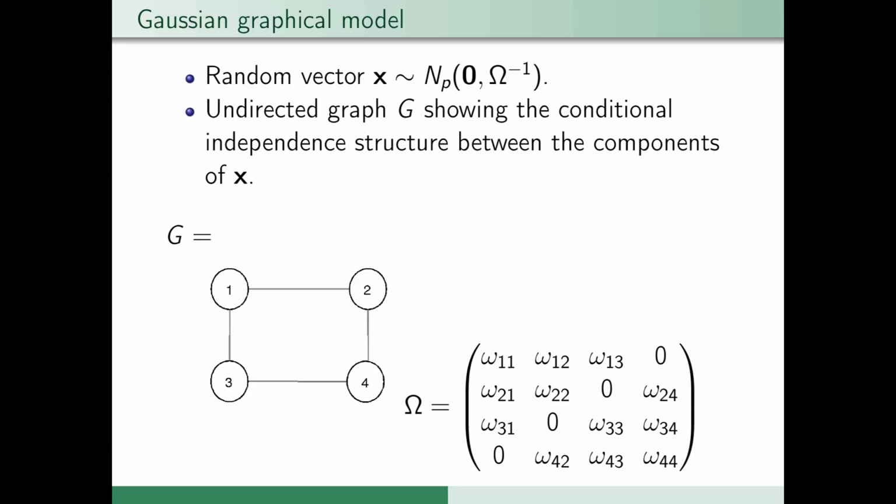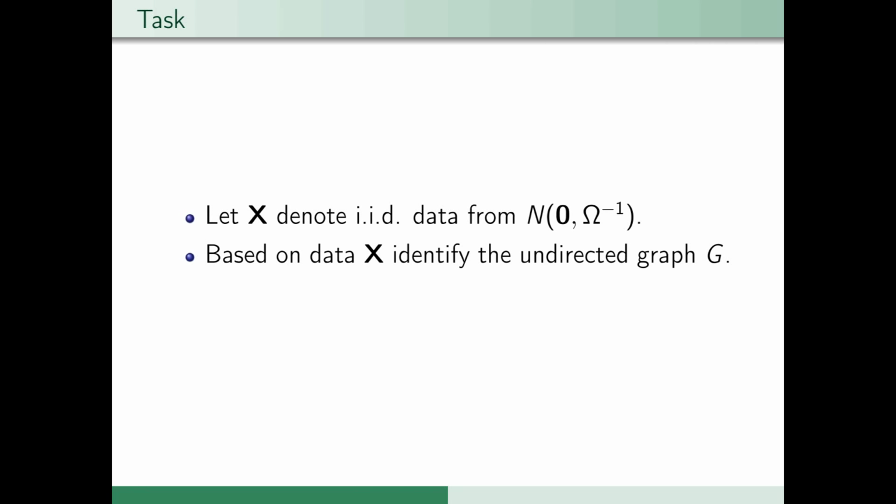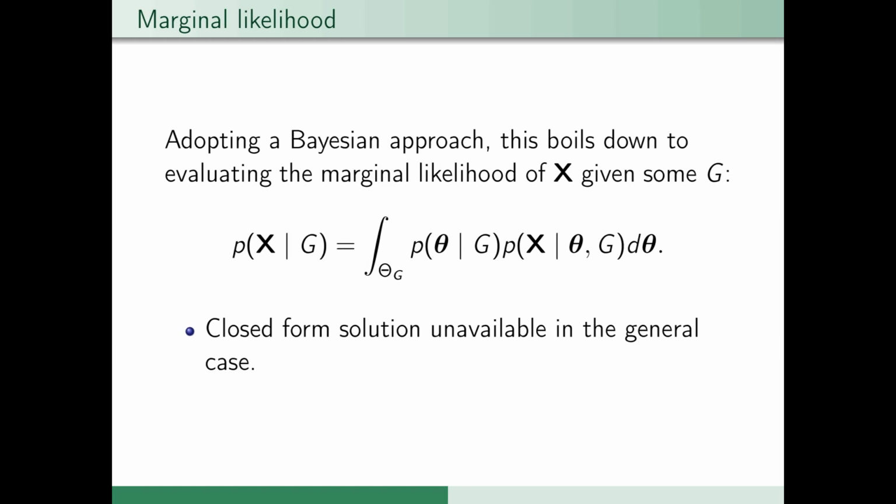A Gaussian graphical model has essentially two components: a random vector x following a multivariate normal distribution and an undirected graph G that specifies the conditional independence statements between the components of x. Now our task is to identify the undirected graph G based on the observed data x. Using a Bayesian approach, we will score the graphs by their posterior probabilities.